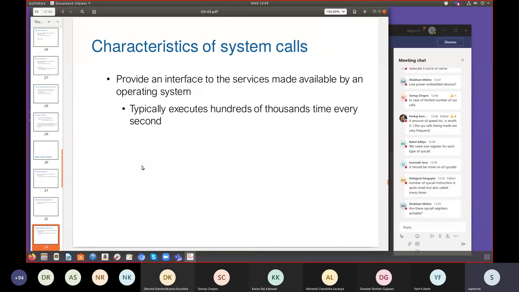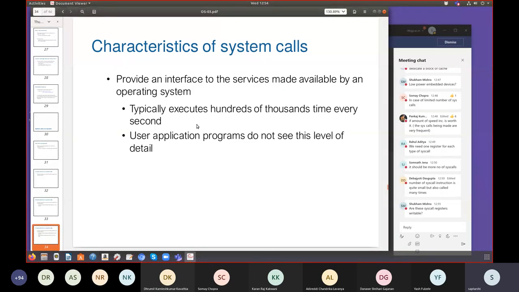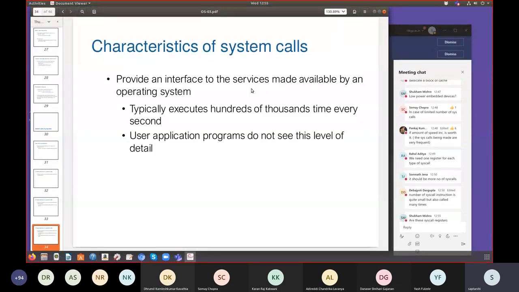And what are these services? Basically, a particular syscall executes hundreds of thousands of times per second. But the application programs do not see this level of detail. Things which were discussed: maybe there is a syscall for input. Then many different application programs may have actually asked for input.